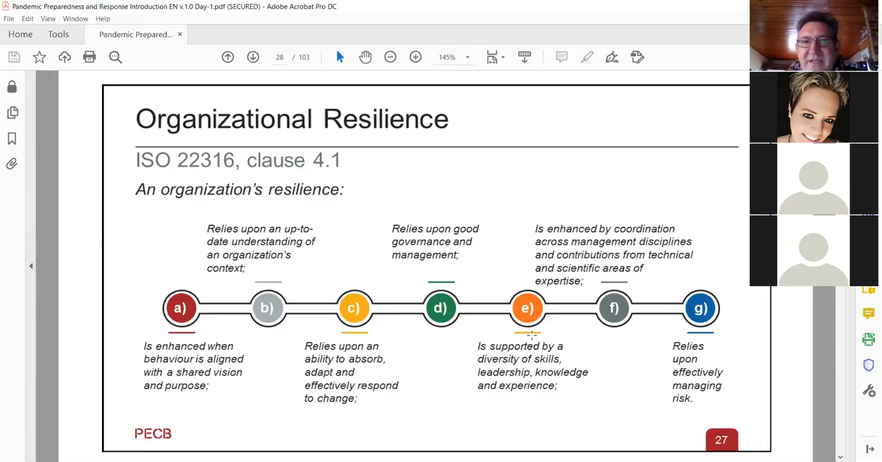After a month, SAA fell, SAA Express fell. You can go on the internet, we are speaking about big international airlines that have actually fallen because risk management did not make provision for the risk-bearing capacity to last for 3, 4 to 6 months. If you go into section E, it is supported by a diversity of skills, leadership, knowledge, and experience.